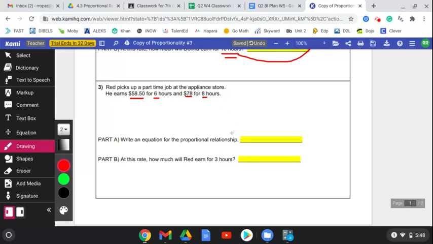And so once you know how much he earns in 1 hour, if you use the proportional relationship y equals kx, take however much he earns in 1 hour and put that in for k. And then if you want to figure out how much he earns in 3 hours, you're going to take 3 and put it in here for x.